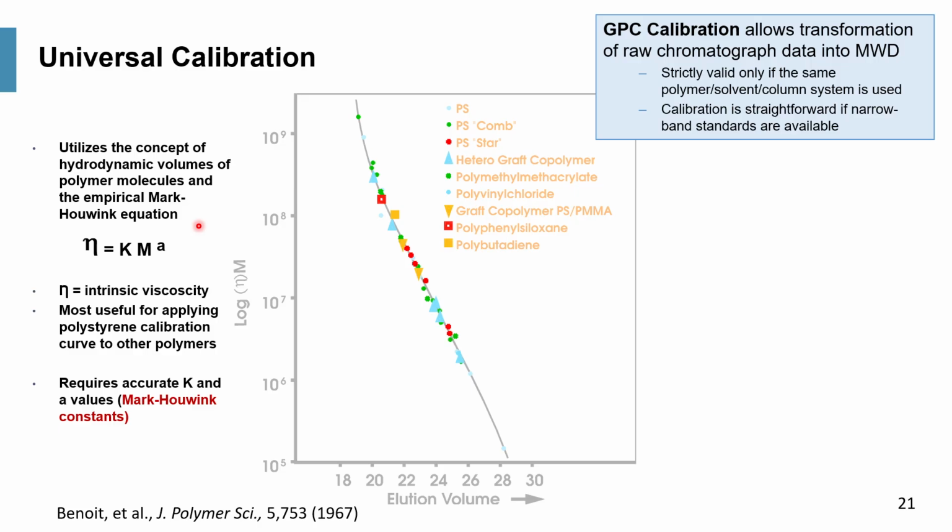One uses an equation called the Mark-Houwink equation, which relates the intrinsic viscosity of the polymer with molecular weight, and it requires the accurate determination of two Mark-Houwink constants, K and alpha here, to allow you to get these calibration standards.